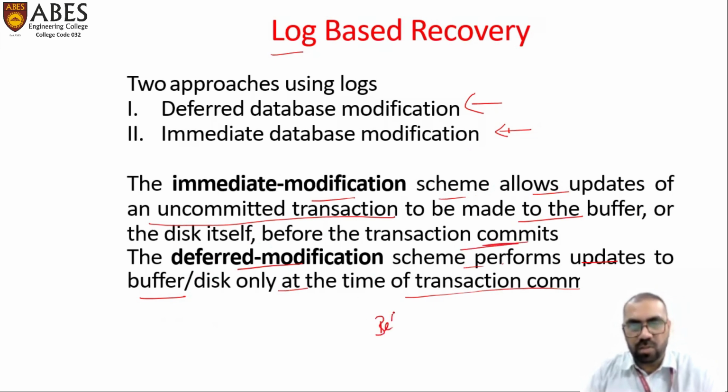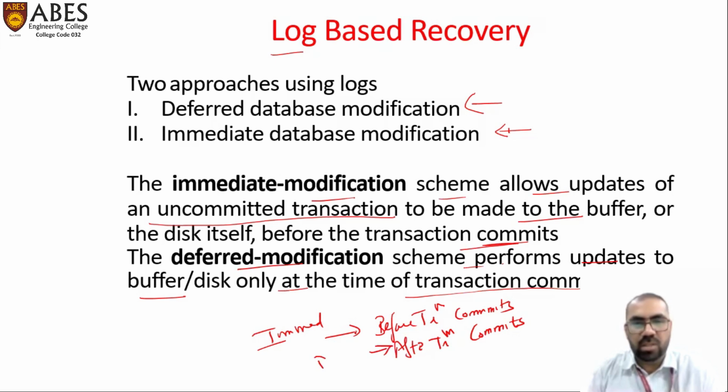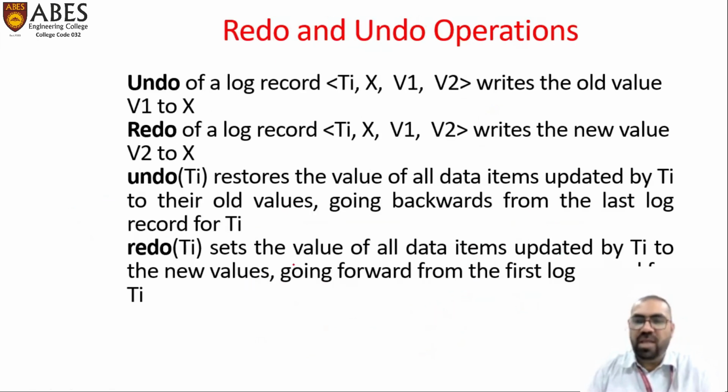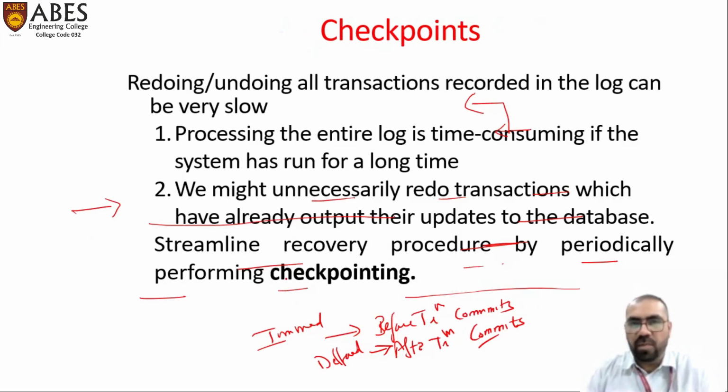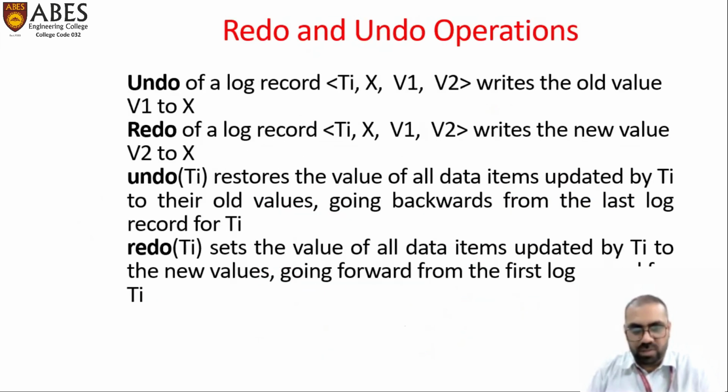So one is before the transaction commits and another is after the transaction commits. By the name, this is the immediate one and this is the deferred one. One is after the transaction commits, and one is before the transaction commits and updates for uncommitted transactions. Now we also have redo and undo operations.